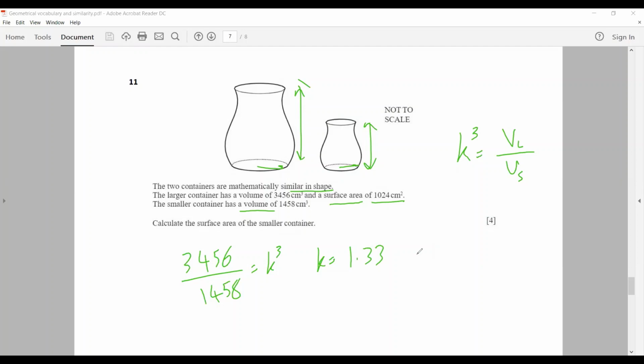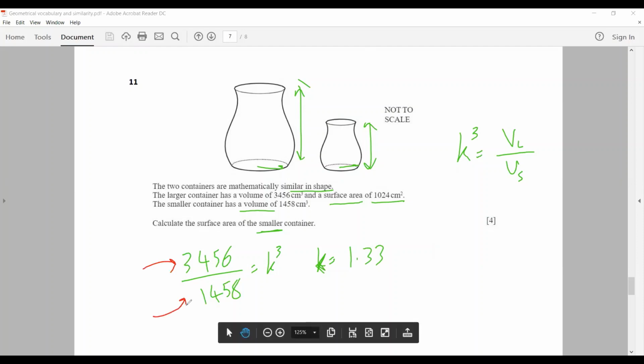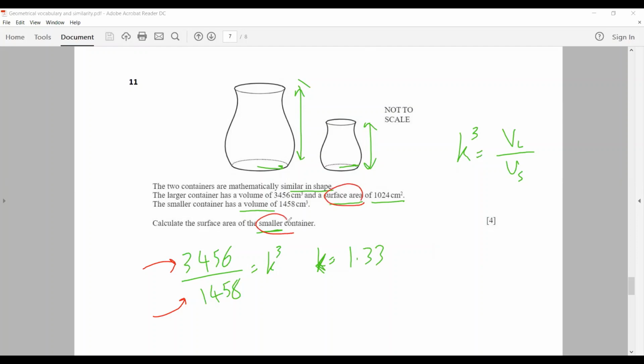I compared the surface areas, right? So they want the smaller one. So remember, the k that I found, I put the bigger one over the smaller one. So I have to follow the same pattern when I want to find the surface area of the bigger vase, which is 1,224, over the surface area of the smaller container, let's call it x. This is equal to k squared, right? Because area over area is k squared, not k cubed. So be careful which one you put on top.